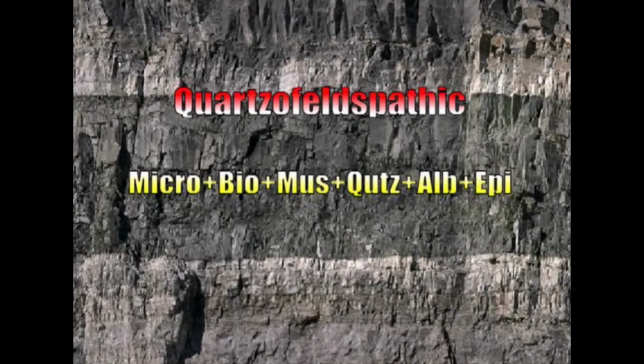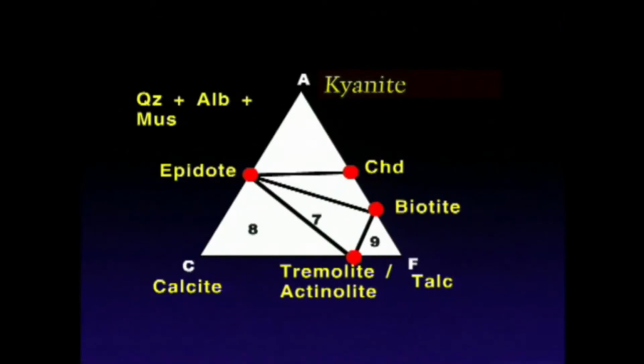The basic assemblage. The basic assemblage is recognized or identified on the basis of ACF diagrams. The assemblage of basic rocks is as follows: epidote, tremolite, actinolite, biotite, plus or minus chlorite, plus or minus quartz, plus or minus albite, etc.